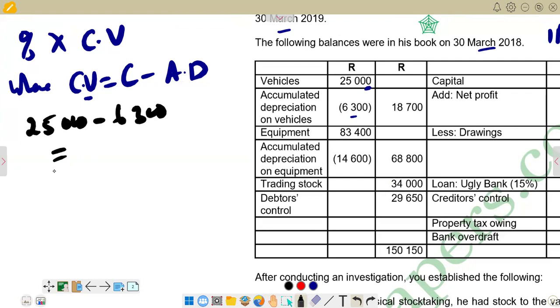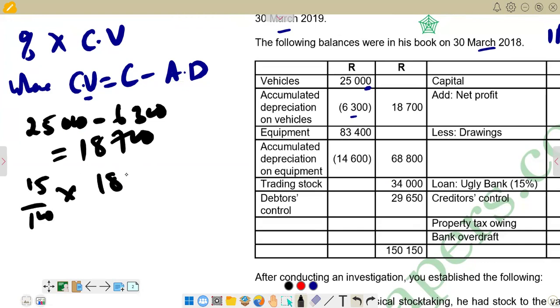Let's see what we get there. We say 25,000, then we subtract our 6,300. Then we get 18,700. So our carrying value at the beginning is 18,700. We can now calculate using our 15%, the same percentage of carrying value. So our 15% is 15 over 100, multiplied by the carrying value, which is 18,700 over 1.